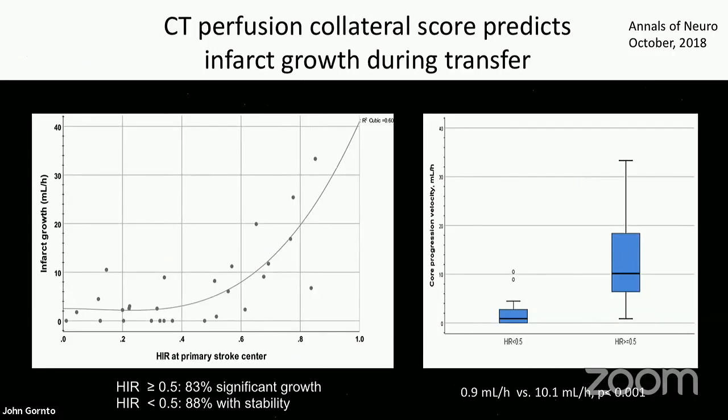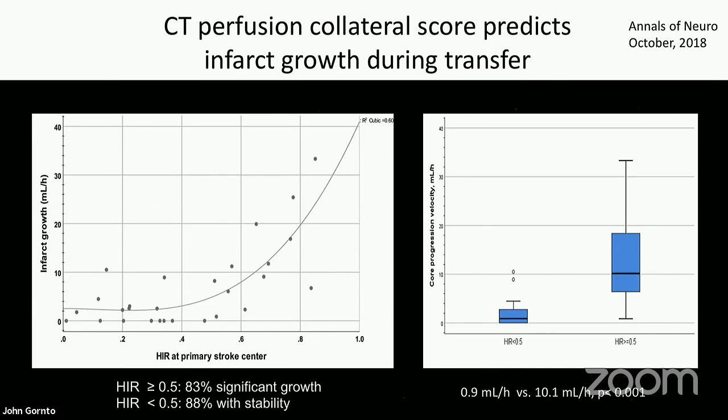And probably even more exciting was this paper that we put out in October in Annals of Neurology. This is just looking at one of our referral sites, Community Hospital in Monterey. It's 3 hours away from Stanford, and they've been using the rapid imaging for several years. So we looked at how do we determine who is going to still have a small core after that 3-hour transport.